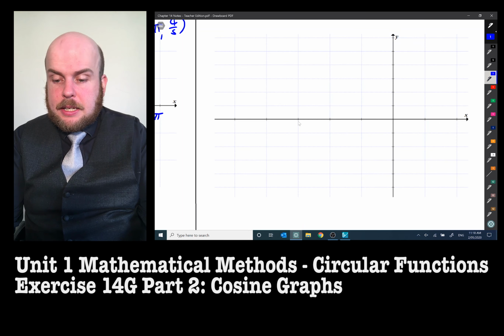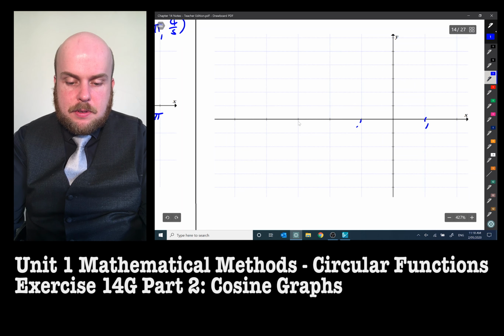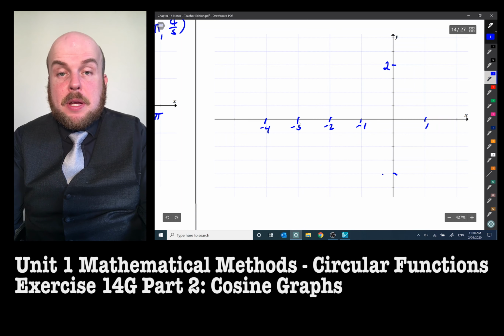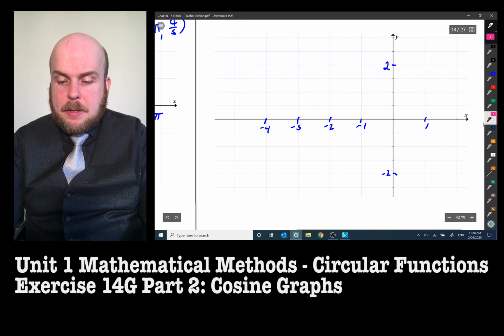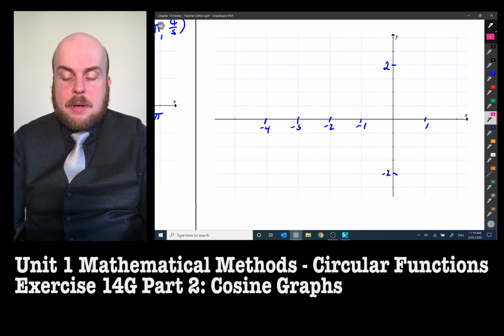So I'm going to label the graph accordingly: 1, -1, -2, -3, and -4, and 2 and -2. And we're going to sketch it as we normally would. Because it's upside down, we'd start from this 0, -2 point and move our way up. We'll be doing that, but just going in reverse.